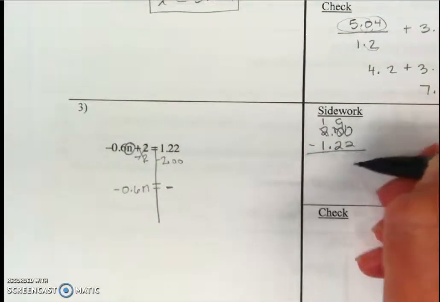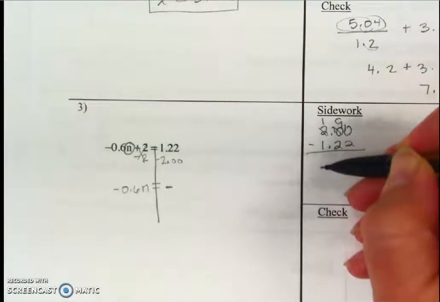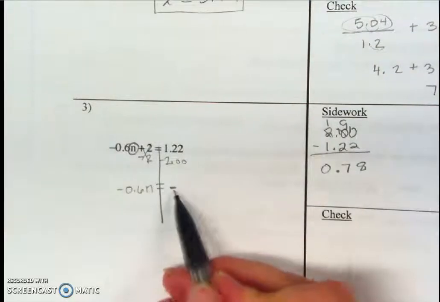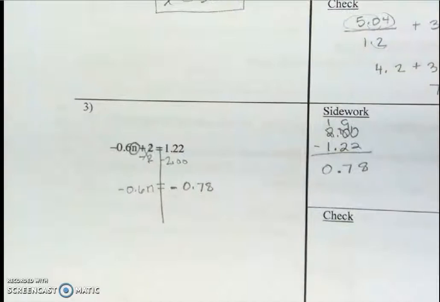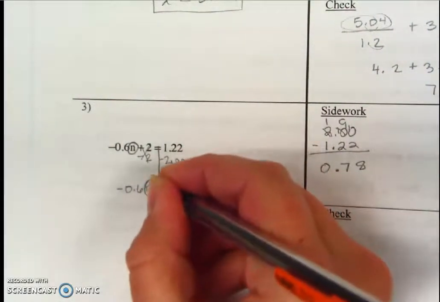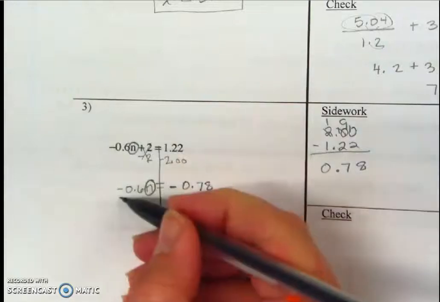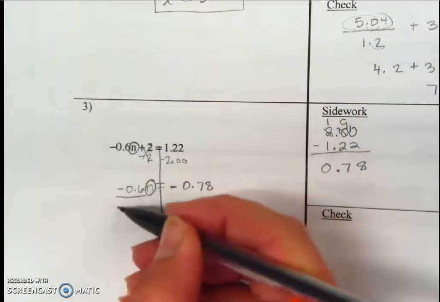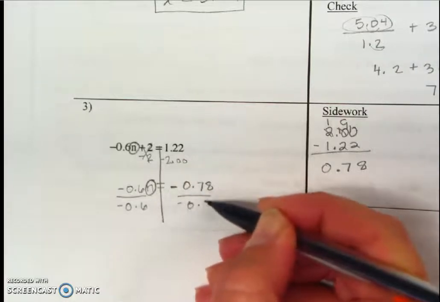So we get 10 minus 2 is 8, 9 minus 2 is 7. Bring down the decimal, and that's a 0. So I would get negative 0.78. Okay, this variable is not by itself yet. It's still being multiplied by negative 0.6. So if they multiplied, I will divide both sides by negative 0.6.